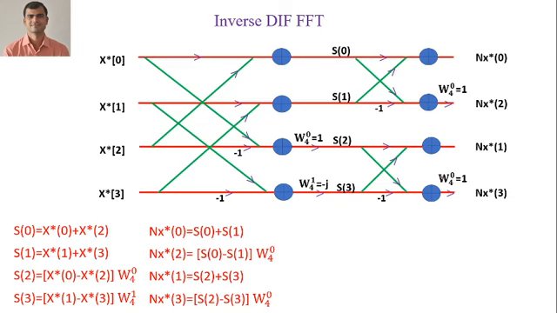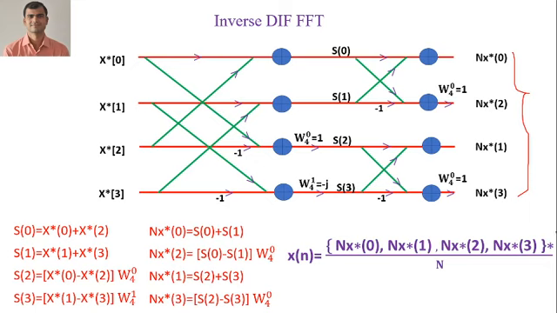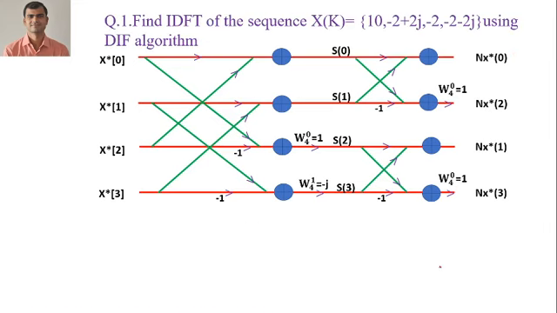In this way we can solve the inverse DIF FFT algorithm, and whatever output we have got at stage 2, we need to take the conjugate of that sequence and we have to divide by capital N. So here we have taken the conjugate divided by capital N, we will be getting the answer for x of n. So for that we will be taking one question. I have taken the same sequence, find inverse DFT of a sequence x of k, but here I have taken using DIF algorithm.